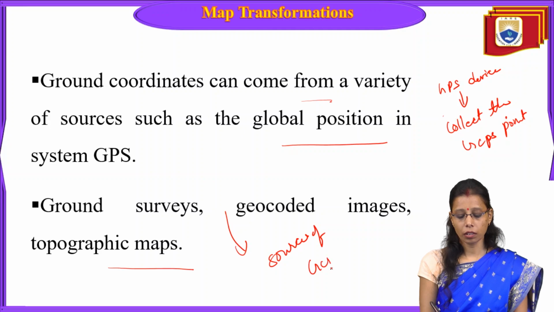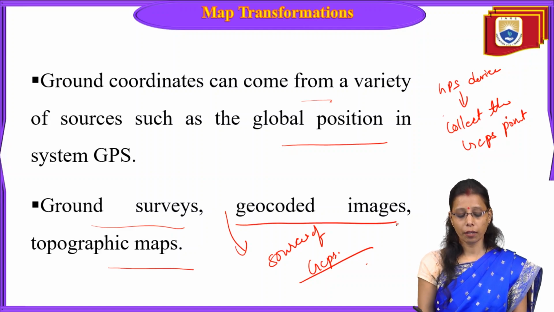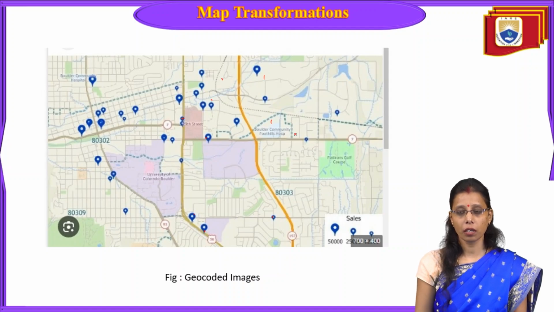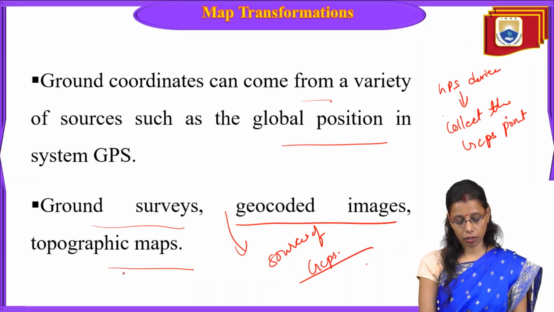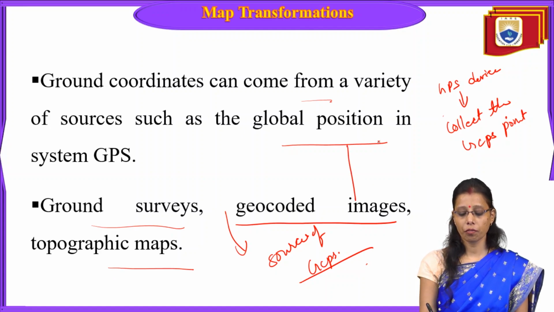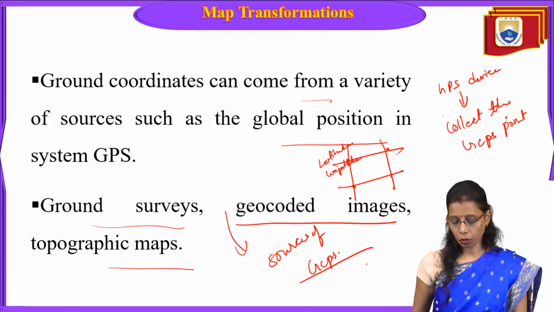Ground surveys, geocoded images and topographic maps are the different sources of GCPs. Ground survey means taking the device to the ground surface and finding the location wherever you need the ground control points. A geocoded image is an image where the locations are already assigned, and it can be used to collect GCP points. Then you have the topographic map, a very easy way of collecting the information, because in the topographic map the latitude and longitude are already assigned.